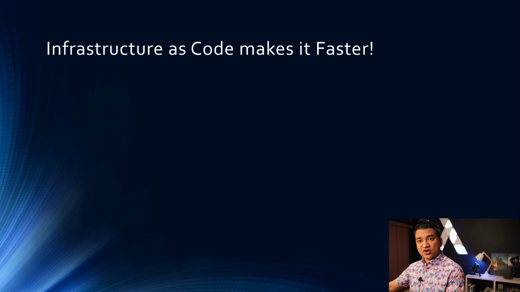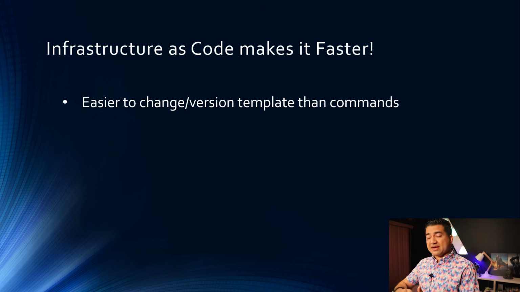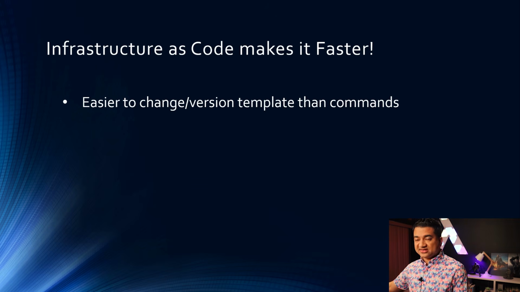So infrastructure as code makes it faster. Why? Because it's easier to change and version control an infrastructure as code template than commands, right? Because you can check in the template in a Git and you can revision it, etc. And you can run tools on it than just AWS CLI commands.